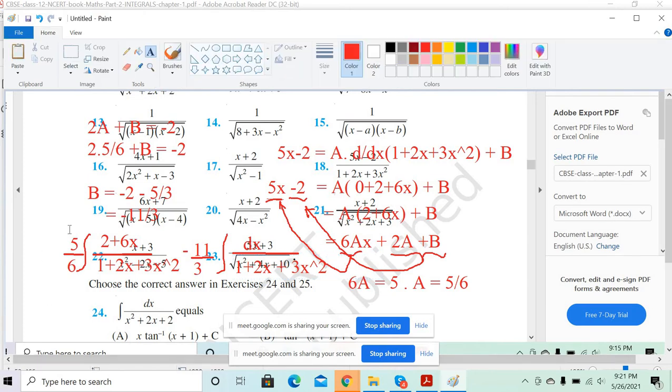Now this entire term can be written as a log of the denominator, right? Because 1 plus 2x plus 3x square is equal to t. You substitute as t, then you get 2 plus 6x dx. So this will be 5 by 6 into log t. And this here, you can do by completing the square.